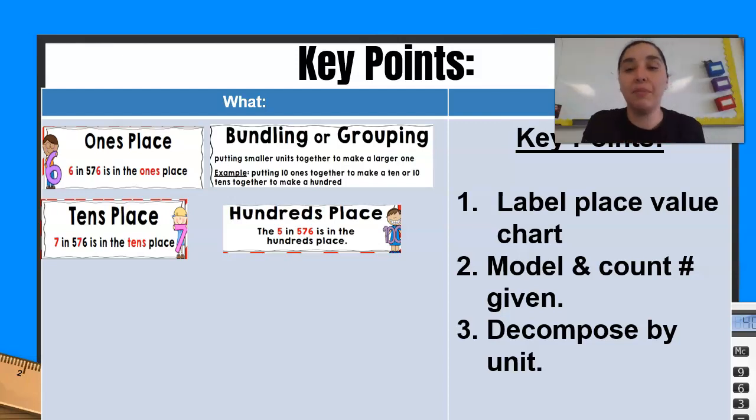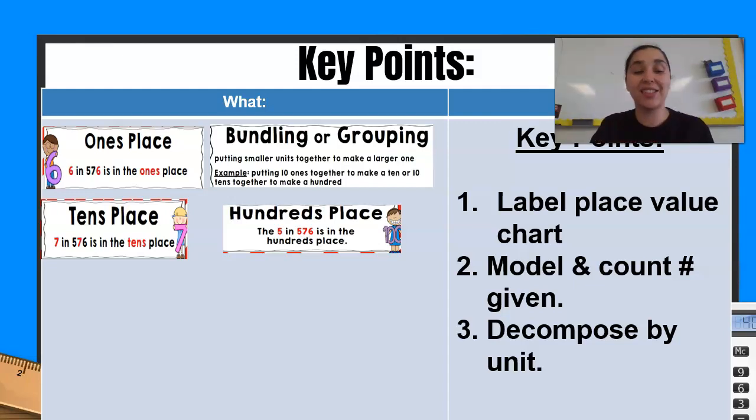So what are the key points? What steps are we going to follow today to make sure we're successful? Step number 1, the one that we always do: label the place value chart with the HTO. Step number 2 is model and count the number given. And step number 3, decompose by unit. Now that we know the key points, let's write them in our spiral.